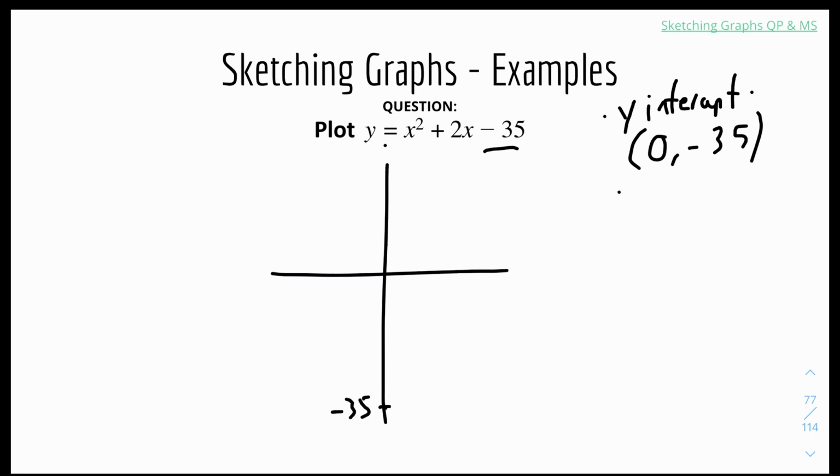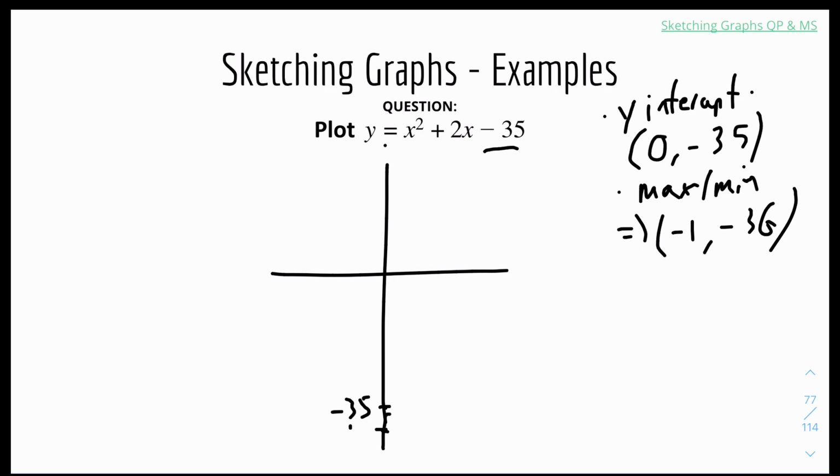Number 2, find the maximum or minimum point. We can do completing the square to find this, or I can just use differentiation. If you do either, you get x equals minus 1. And if you put minus 1 into the equation, you get minus 1 squared, which is 1, and 1 minus 2 minus 35. It will be minus 36. So we know that this y-intercept here isn't the maximum or minimum point. It's around here. Let's set this point right here.